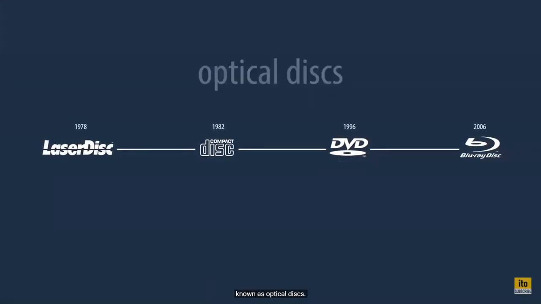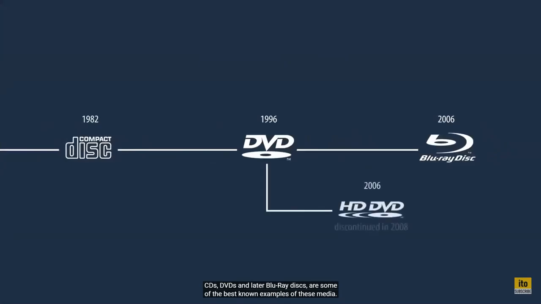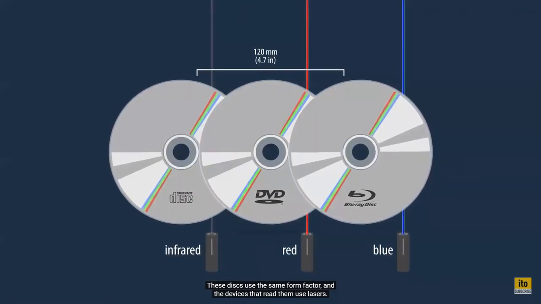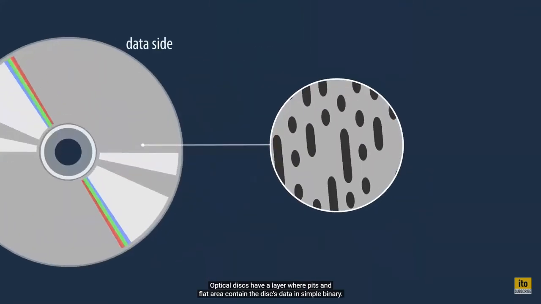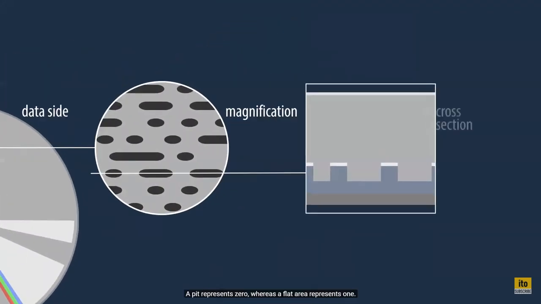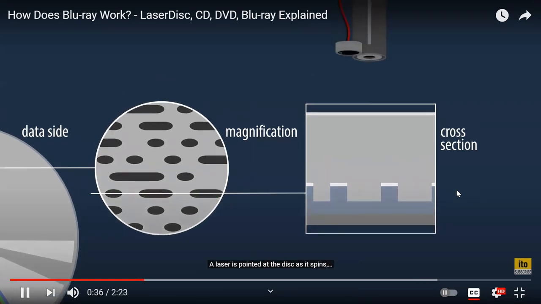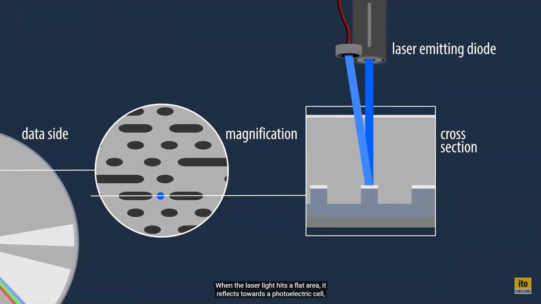Blu-ray is the descendant of Laserdisc, part of a group of storage media collectively known as optical discs. CDs, DVDs, and later Blu-ray discs are some of the best-known examples of these media. These discs use the same form factor, and the devices that read them use lasers. Optical discs have a layer where pits and flat areas contain the disc's data in simple binary. A pit represents 0, whereas a flat area represents 1. That is how the data is being stored, right? So with the laser, they are burning the surface of the CD. Pits will indicate zeros, and the places where the laser did not burn indicate ones.